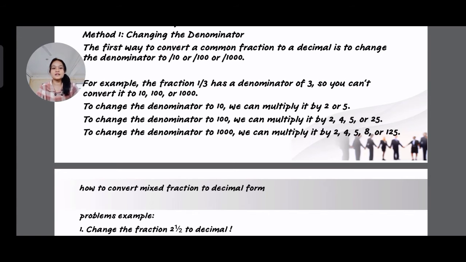To change the denominator to 100, we can multiply it by 2, 4, 5, or 25. To change the denominator to 1000, we can multiply it by 2, 4, 5, 8, or 125.